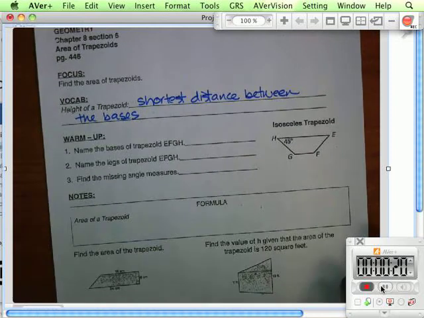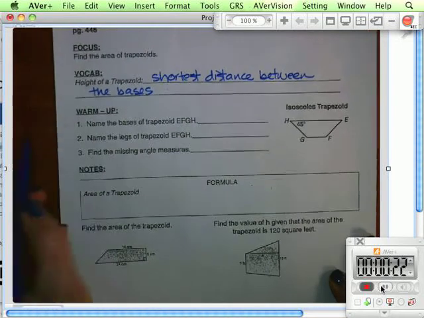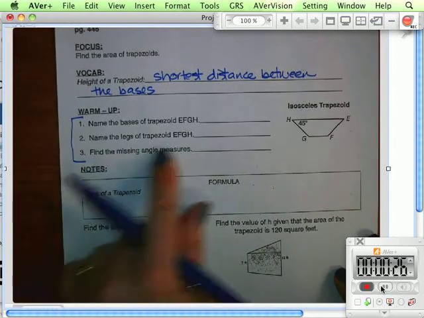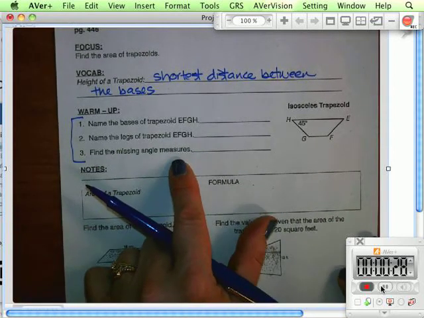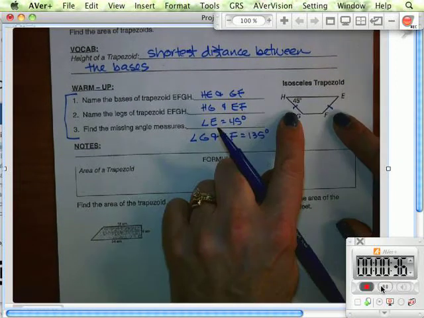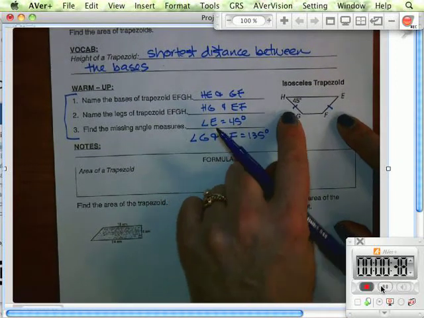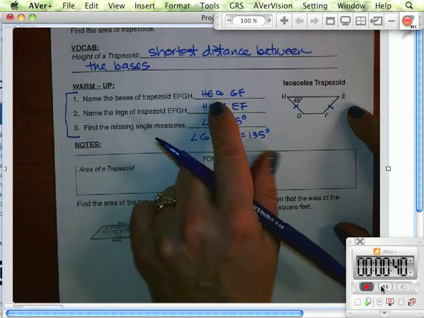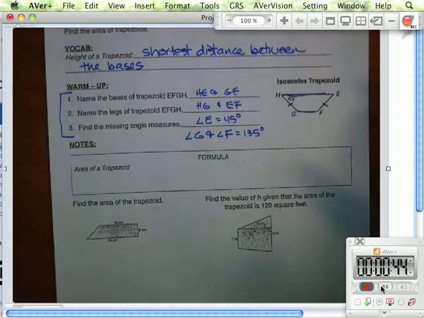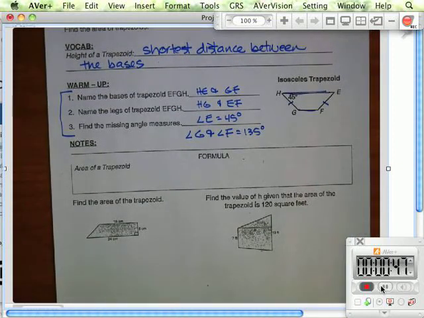So I want you to refresh your memory of what we did before: naming the bases of the trapezoid, naming the legs, and finding the missing angle measures. We've done this before. Let's see if you can remember how to do it. Take a minute to do that. Mark these as congruent. That makes it isosceles. The bases are these two. They're parallel to each other, well, for this one they are. They're not always. The legs of the trapezoid are HG and EF.